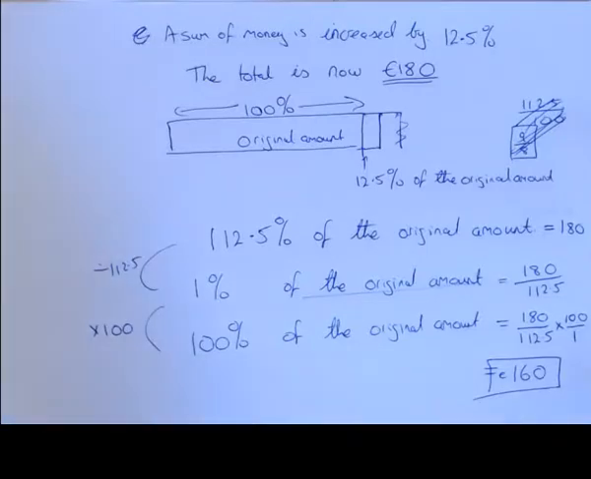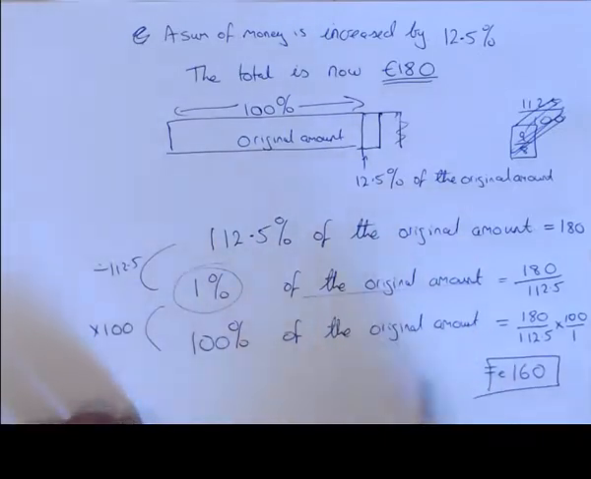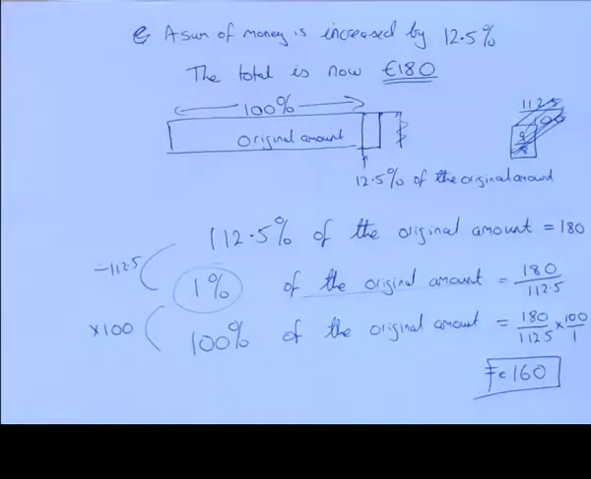This is called the unitary method, where you find one percent of the original amount and then you find the original amount, in this case, a percentage. Okay, so that's the way you do those questions. Of course, you might find that there's a quicker way of doing that, but this is the idea I want you to get into your head first, for figuring out the original amount of a sum of money when you have it increased or decreased.